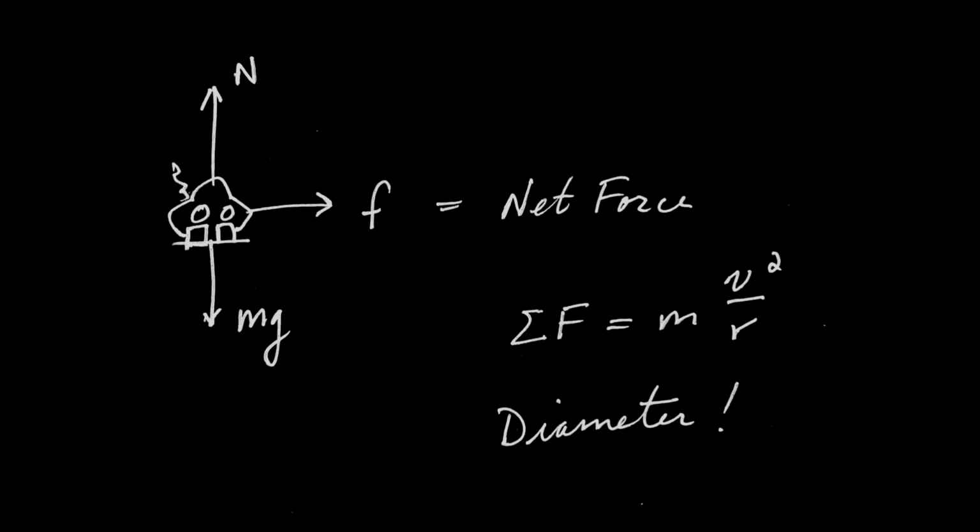And what I'm asked, based on the given information, is to find the net force that causes the circular motion of the car. It's strange to ask for the net force because I know the nature of the force that causes the circular motion. It's friction that makes a car go around in circular motion. So on my free body diagram, I've written the force of friction, F, but really it is the net force.